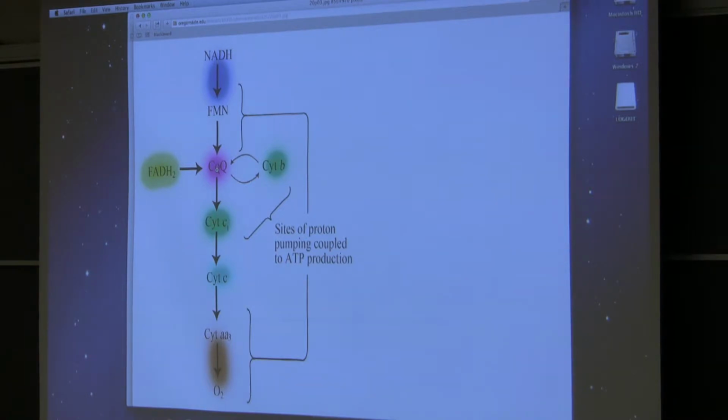And this is why, when I told you earlier that if the cell runs out of oxygen, it can't convert NADH back to NAD. Because if there's no oxygen to accept the electrons way down here at the bottom, then what's going to happen? Well, they're going to plug up here, they're going to plug up here, they're going to plug up here, and they're ultimately going to plug up here and here, and then there's going to be no place to dump electrons.